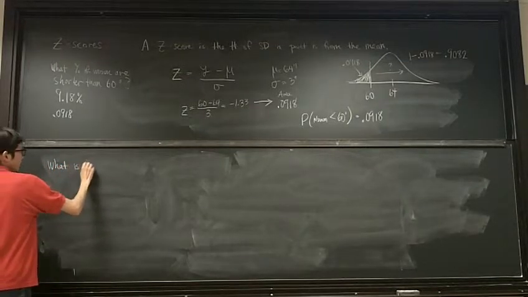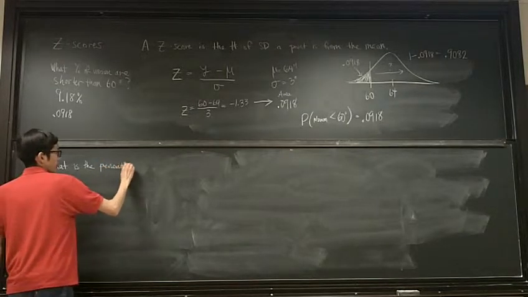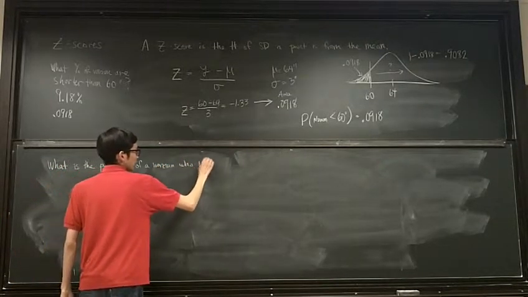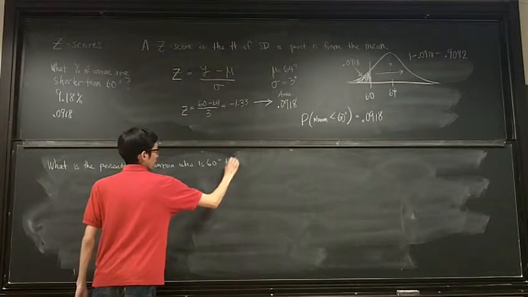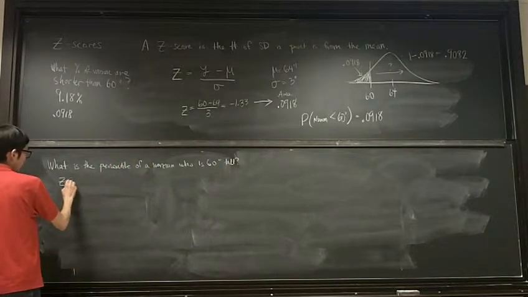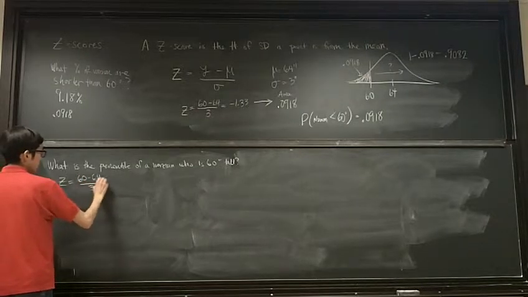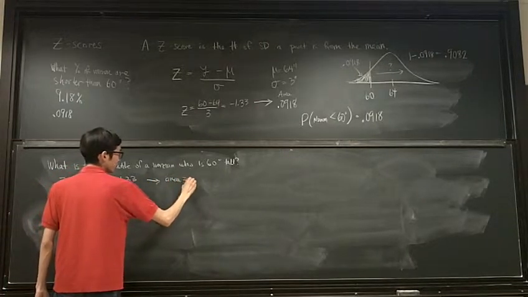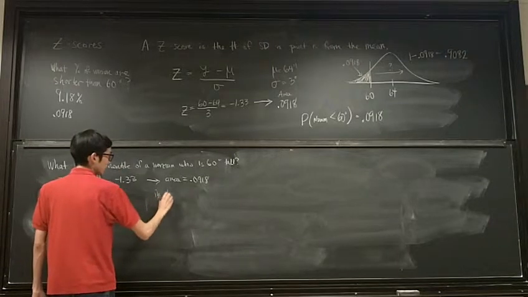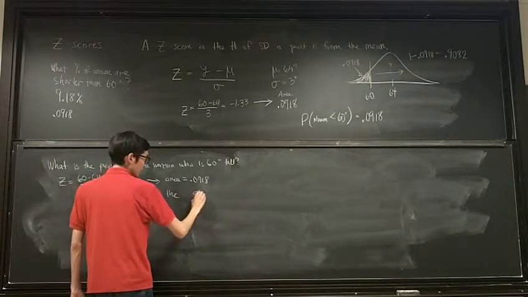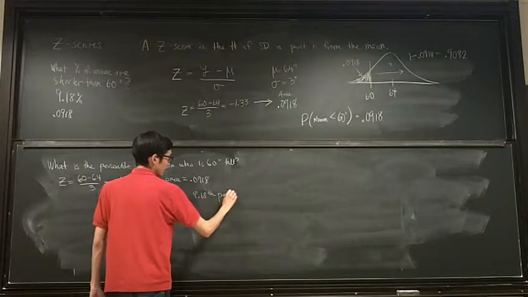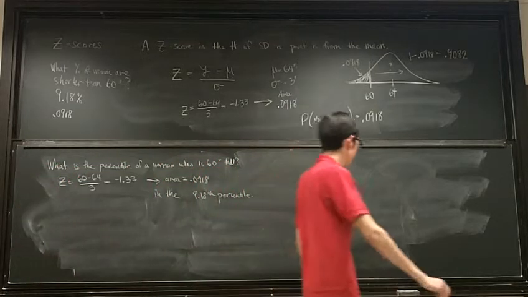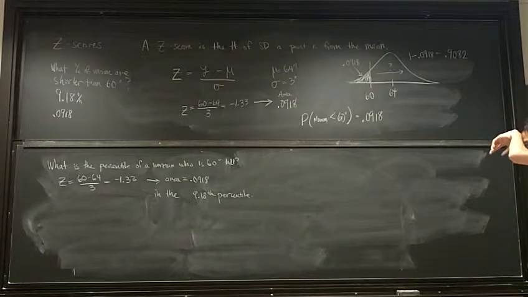So what is the percentile of a woman who is 60 inches tall? So you get Z is equal to, same thing. You get -1.33, which gives us an area equal to 0.0918. So she's in the, and if you want to get technical, you can just say 9.18 percentile. Or you can just say 9th percentile, that's fine also. Okay, so let's try a few questions.